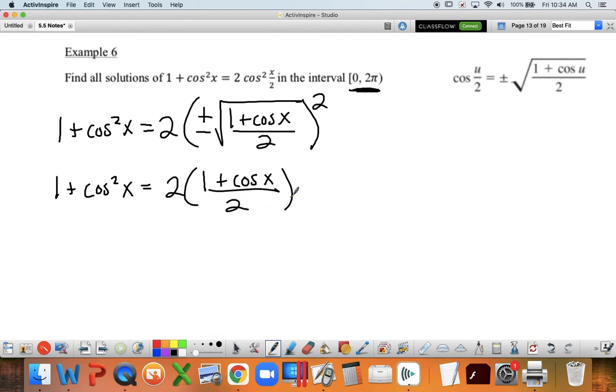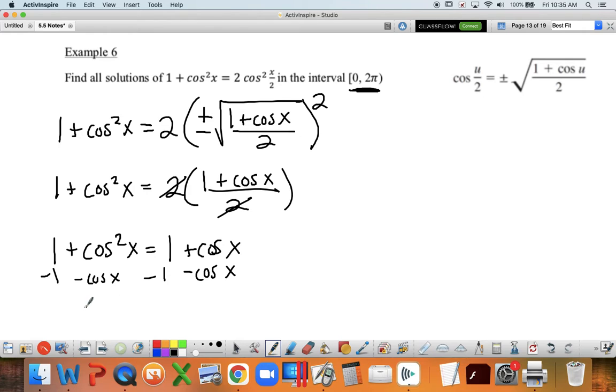So I wind up with this nice equation, which really is not too bad to work with. My 2's are going to nicely cancel out there. So I wind up with 1 plus cosine squared x equals 1 plus cosine x. Now we know how to solve these. I'm going to subtract everything and move it over to one side, so I get cosine squared x minus cosine x equals 0. My 1's have canceled out. I then factor out my GCF.